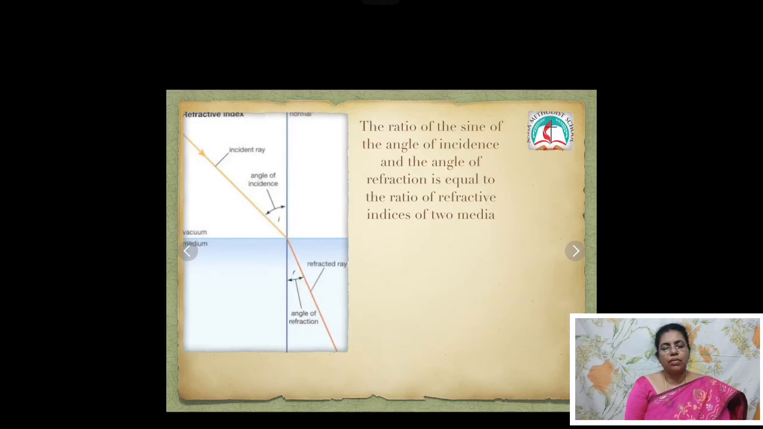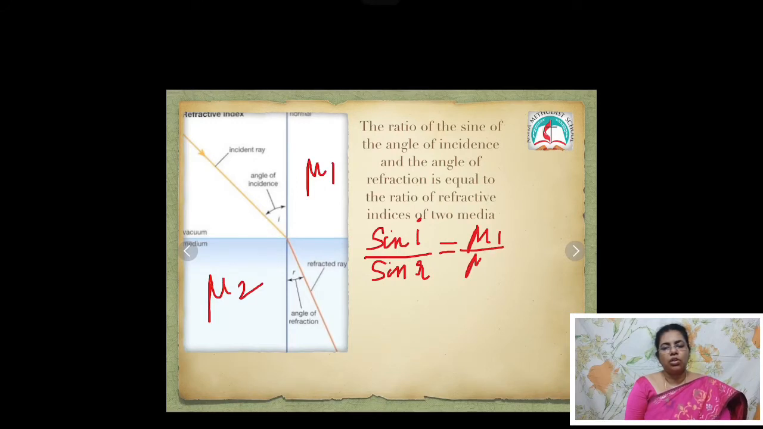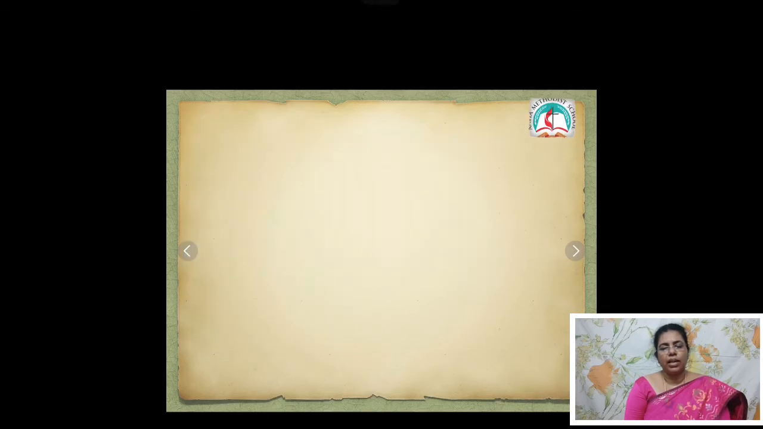So the refractive index of the air medium will be equal to mu1 and the refractive index of the denser medium is equal to mu2. So sin I by sin R is equal to mu1 by mu2. According to the second law, the ratio of the sine of the angle of incidence and the angle of refraction is equal to the ratio of the refractive index of the two media.